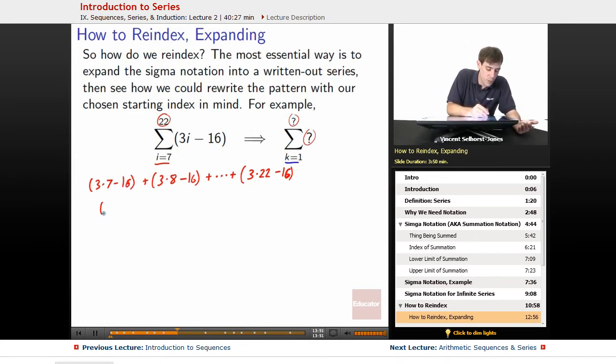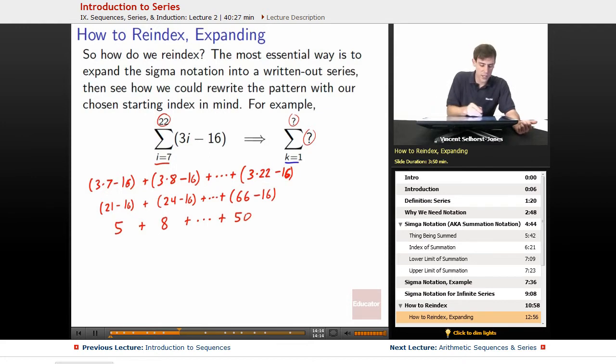So 3 times 7 gets us 21 minus 16, plus 3 times 8, which is 24, minus 16, plus dot dot dot, plus 3 times 22, which is 66, minus 16. So 21 minus 16 is 5, plus 24 minus 16 is 8, plus dot dot dot, plus 66 minus 16 is 50. We look at this and realize it's going up by 3 each time. That makes sense since we started with 3i.